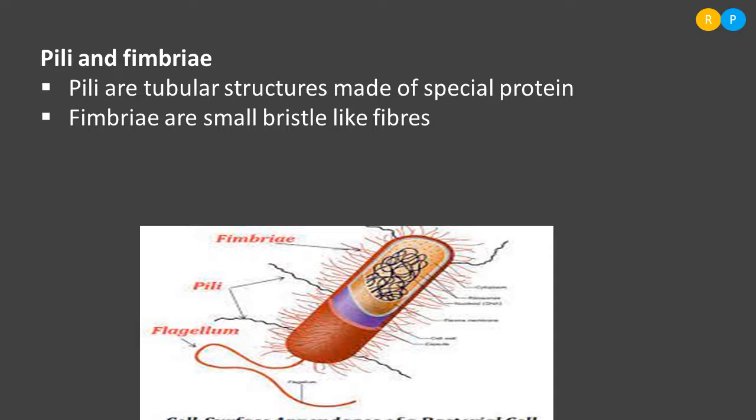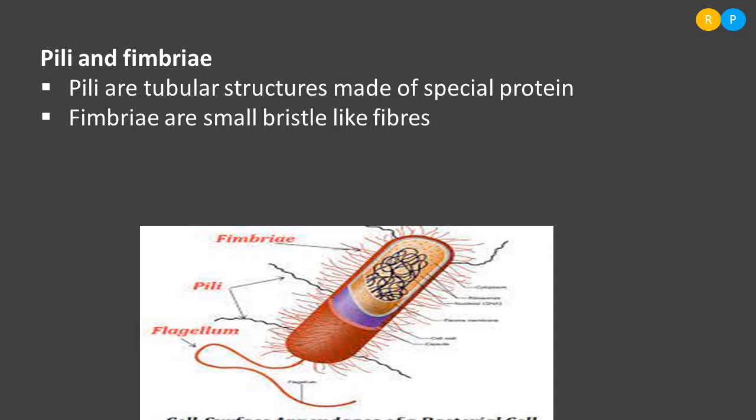So these two structures primarily help in the attachment of bacteria to any surface area. Say, for example, they are present in the animal body, on the surface of that particular organ. Suppose the bacteria is present in the intestine, the bacteria will get attached to the wall of the intestine with the help of villi and fimbriae. So the proper attachment of bacteria to the surface area is given by these two structures.